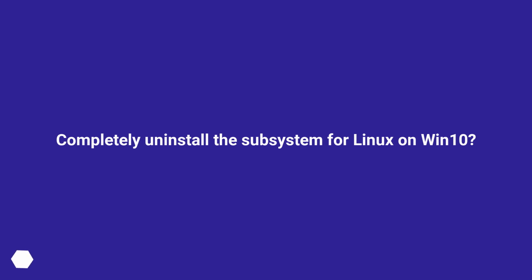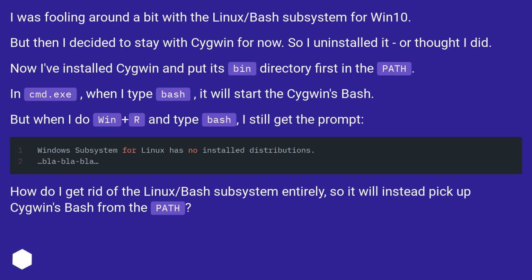Completely uninstall the subsystem for Linux on Win10? I was fooling around a bit with the Linux/Bash subsystem for Win10. But then I decided to stay with Cygwin for now. So I uninstalled it, or thought I did.